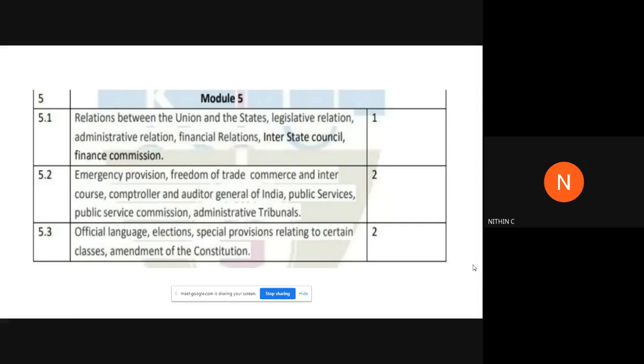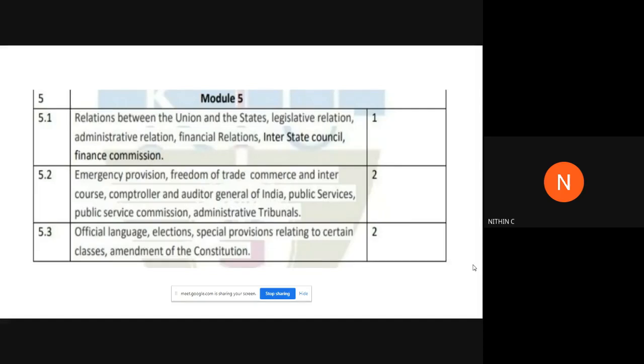We know that ours is a federal system, or else we can say that we are actually having a union of states. So it's very essential that there is very good cooperation between the union and the state, and there should be good coordination also. So that is very essential.